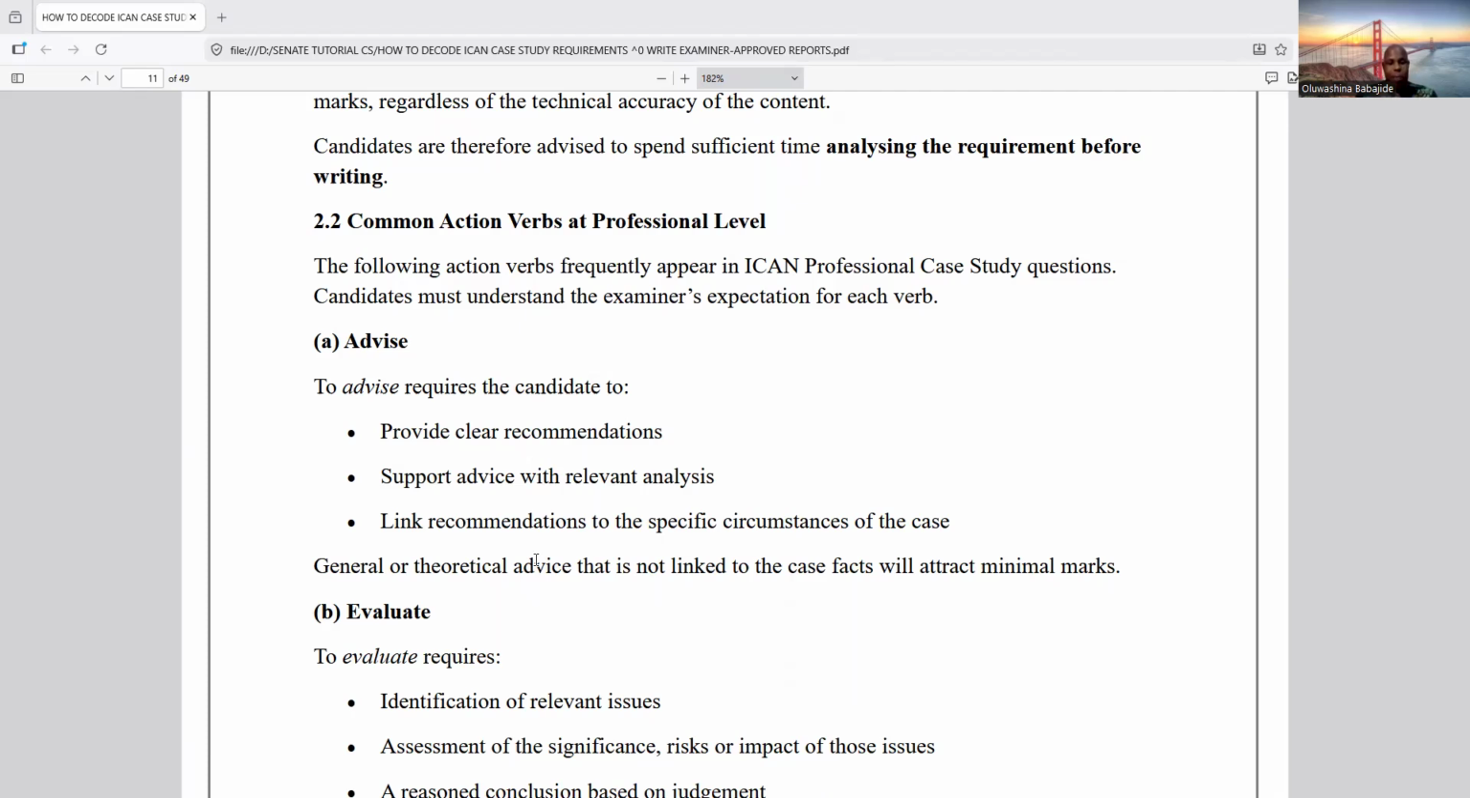Another thing they expect when they say advise is that you support advice with relevant analysis, meaning you are not just advising, you tell them the analysis you have made, maybe in your appendix. See appendix, see analysis. You attach it so that they can have a deeper understanding of what you are putting through to them. Then link that recommendation to the specific circumstances of the case. You link the recommendation that you have made back to the circumstances in the case, to that issue that you have raised.